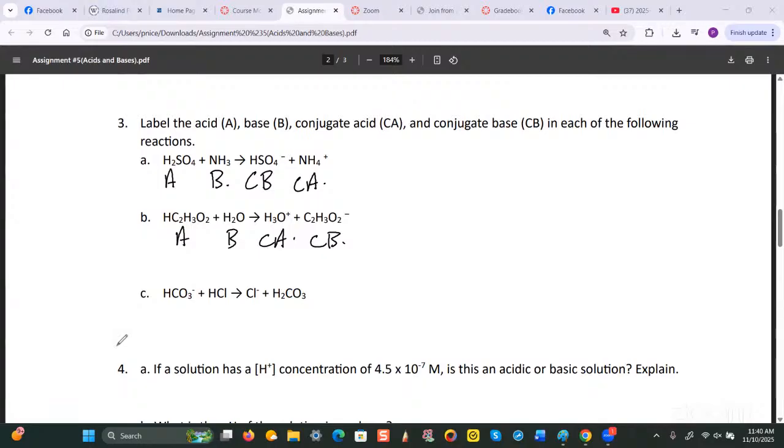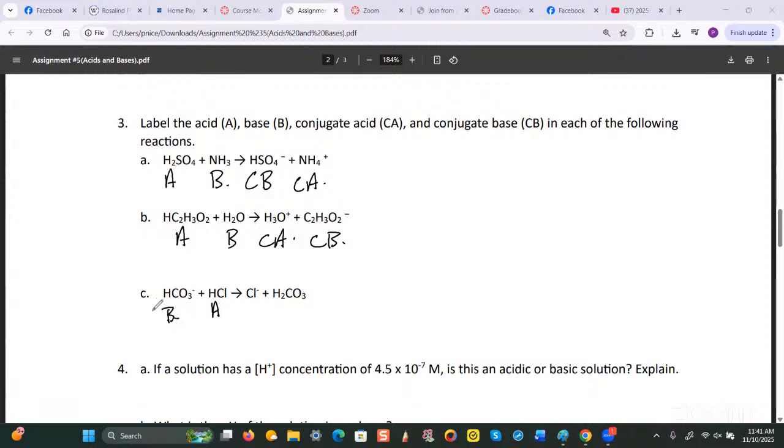Here you go. It's going to be HCl. Yep, correct. So this is HCl, that's the acid, which means that this is the base, right?